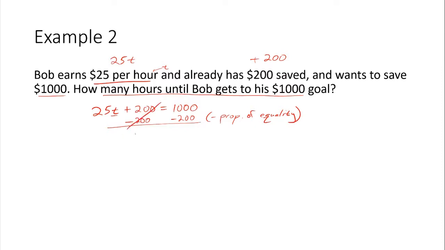The 200s cancel out, and that's good. That means all we have left on the left-hand side is the 25 per hour. Okay, that's my t, sorry. And then 1,000 minus 200 is 800.